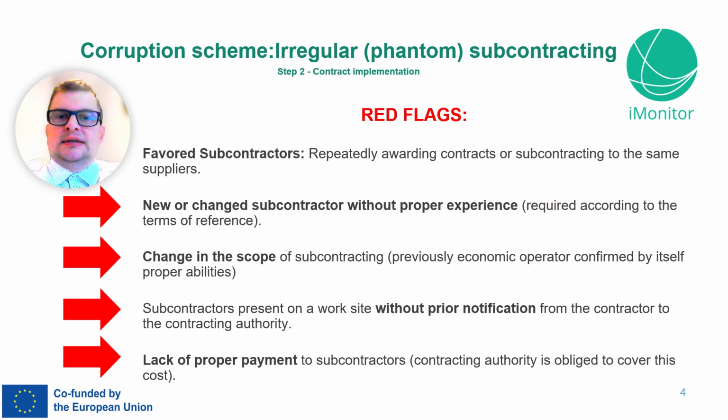Together, these patterns point to irregular subcontracting practices. They don't just create inefficiencies, they open the door to corruption schemes. Citizens and monitors should be alert to these signs because they often reveal deeper problems in how public money is being spent.